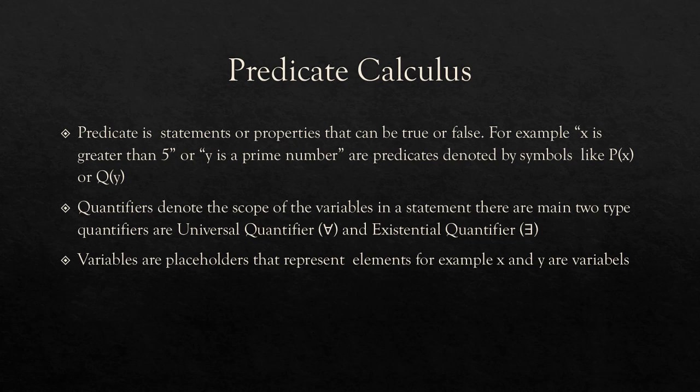And variables are placeholders that represent elements. For example, x and y are variables. Variables means the varying domain, which can be represented by any letters; x, y, p, q, r, etc. can be treated as variables.